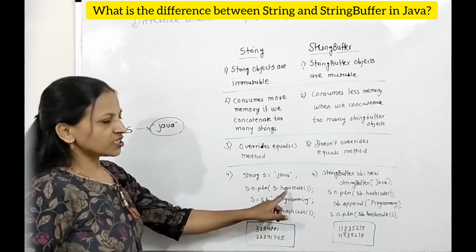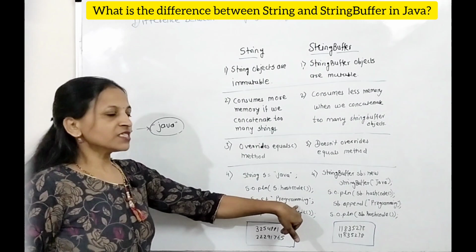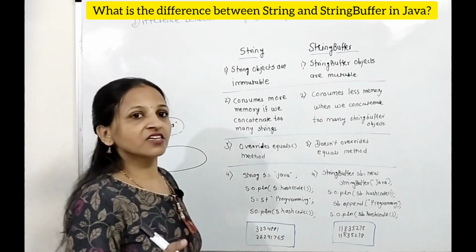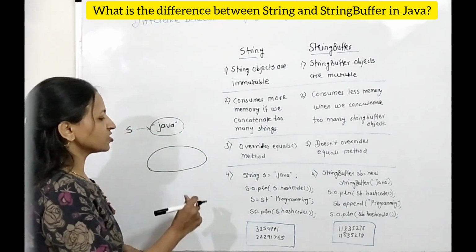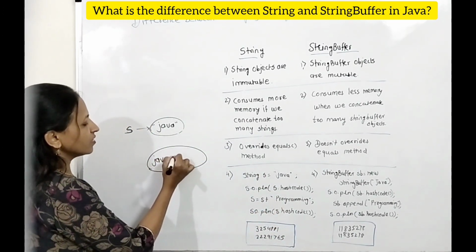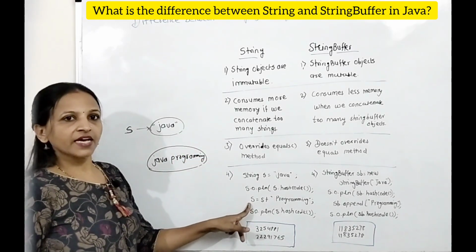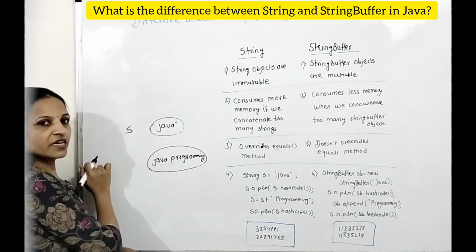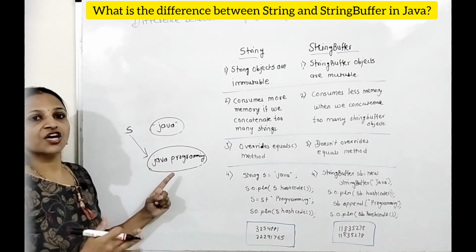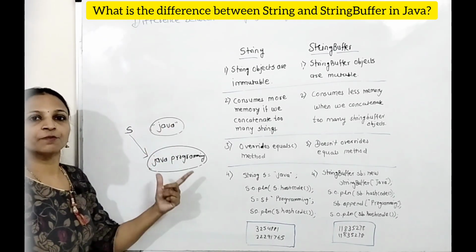Now I am displaying s.hashCode. I will get output like 3254881. Again s plus programming. Now what will happen? A new object will be created, because we cannot modify the string object. String objects are immutable in nature. That's why a new object with the modified contents, Java programming, will be created. Now I am assigning s to that, so the old reference will be dropped and this will be used, and I will get Java programming displayed. But the hash code will be different.